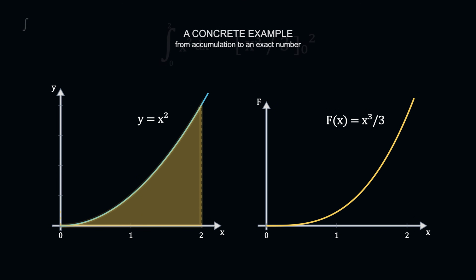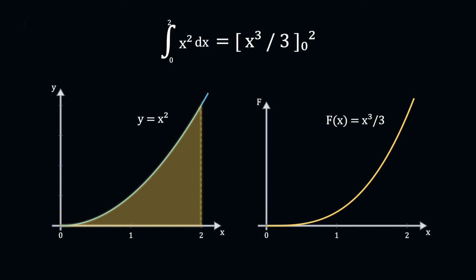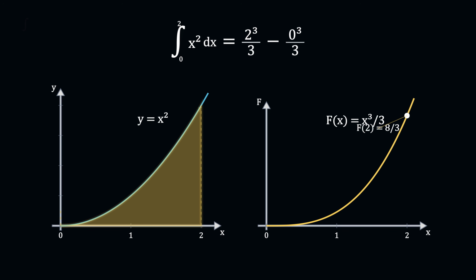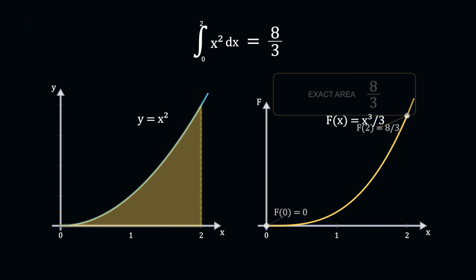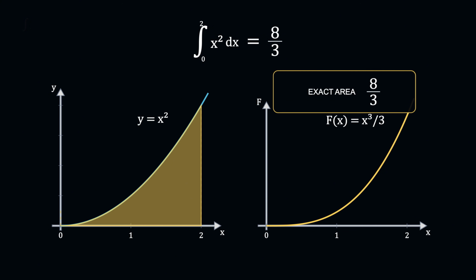Now evaluate this antiderivative at the upper and lower limits. At x equals 2, the value is 2 cubed divided by 3, which is 8/3. At x equals 0, the value is 0. Subtracting the lower value from the upper value gives 8/3. So the exact area beneath x squared from 0 to 2 is 8/3.